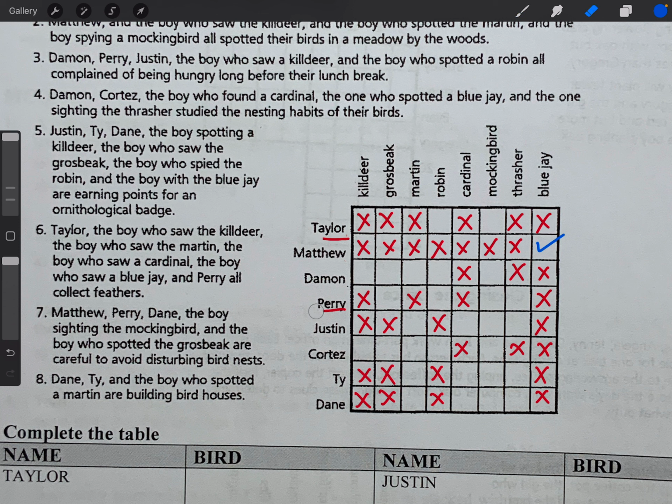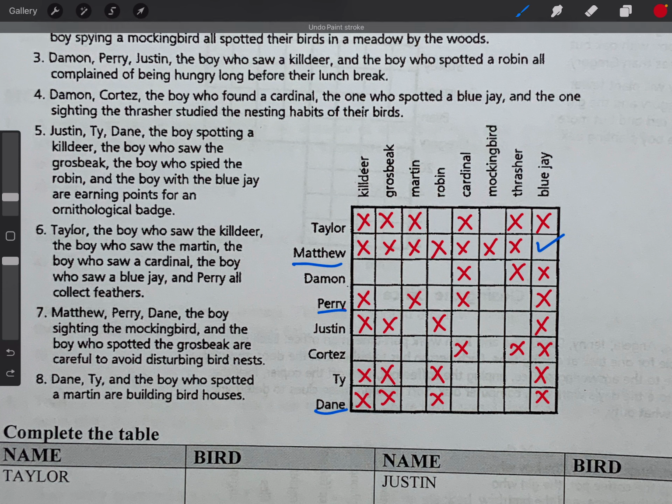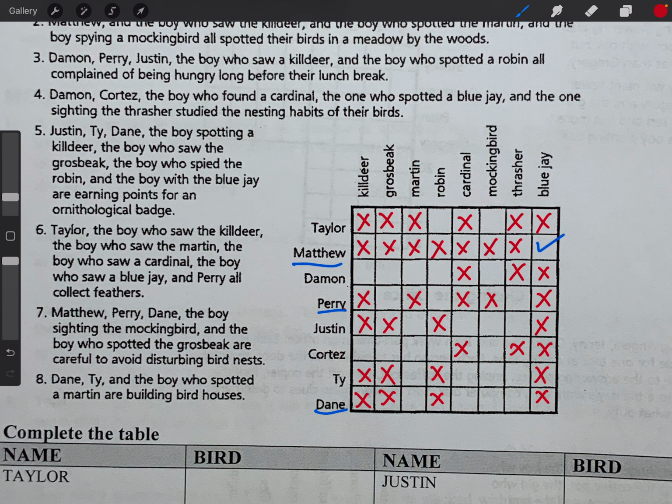Matthew, Perry, and Dane. Okay, now it says the boy sighting the mockingbird, so they can't be the one who saw the mockingbird. Where's the mockingbird? So we crossed it out for mockingbird. Oh, no, Matthew. Okay, so Perry and Dane can't be the one who saw the mockingbird. And the boy who spotted the grosbeak, so they can't be the one who saw the grosbeak.